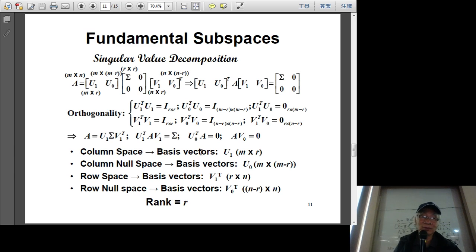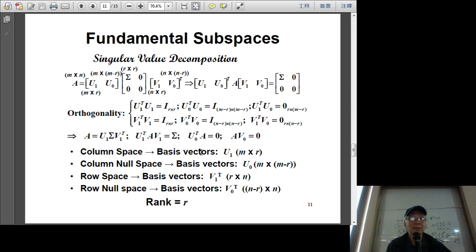Then for the column null space, the basis vectors U0 will create the column null space for you. If the column null space is empty, U0 will be empty, you won't have any U0 at all. Well, again, I will show you an example and then come back to talk about this. The same thing with the row space. The basis vectors of the row space can use V1 transpose. So V1 transpose will create the row space of A, and that is the same space created by the rows of A.